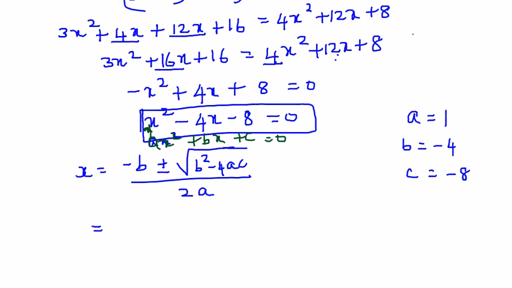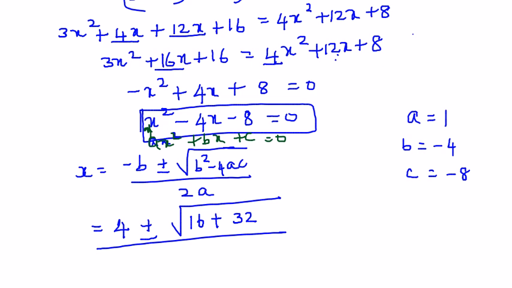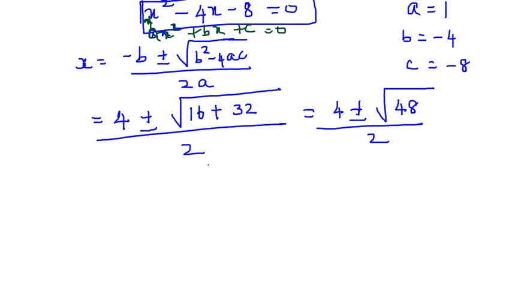Now let's substitute it in this formula. So you get minus b, minus of minus 4 is plus 4, plus or minus root of b squared, 16, minus 4 into 1 into minus 8 is plus 32, by 2 into a, 2 into 1 is 2. So this can be written as 4 plus or minus root of 48 by 2, right? What is root of 48?